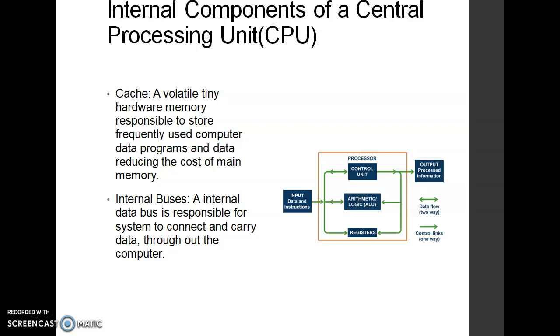Then internal buses. A internal data bus is responsible for system to connect and carry data throughout the computer, and there is a diagram provided for seeing the process, how the data flows inside the CPU.